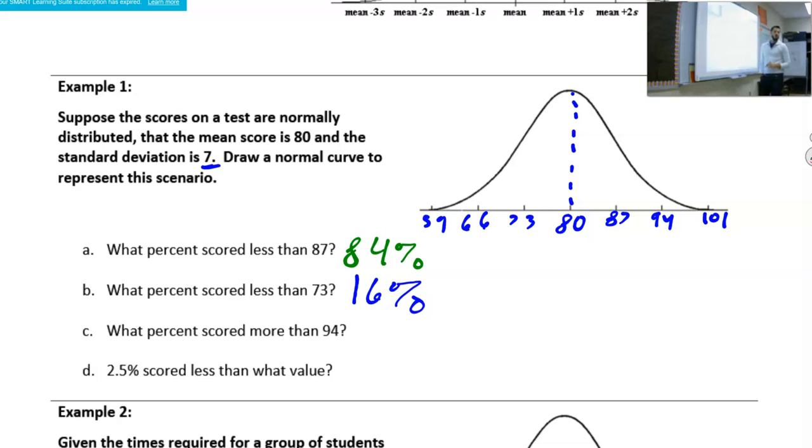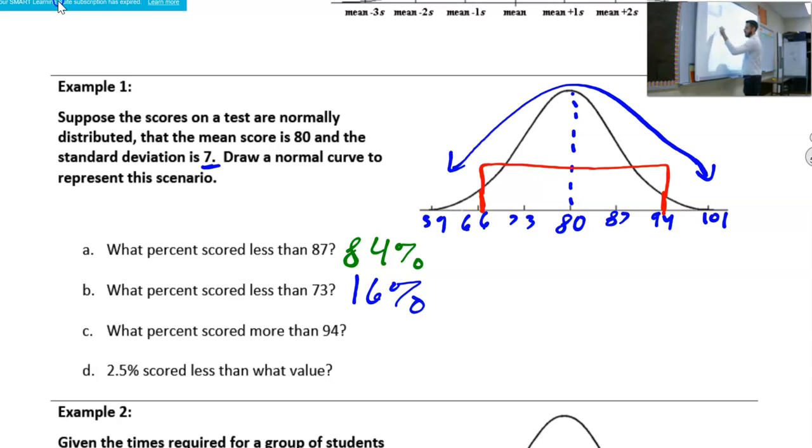What percent scored more than 94? All right, so if we're thinking about the standard deviation rules, 94 is on the second standard deviation. So based on the empirical rule, 95% of the scores would be between these two, which means 5% is left over on the outside. So therefore, 2.5% would be here, and 2.5% would be there. So the answer to our question, what percent scored more than 94? Well, it's this bit right here, 2.5%.